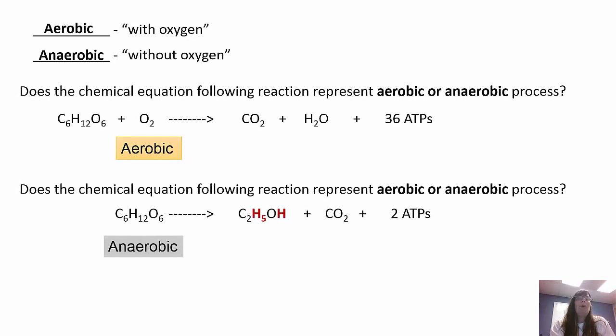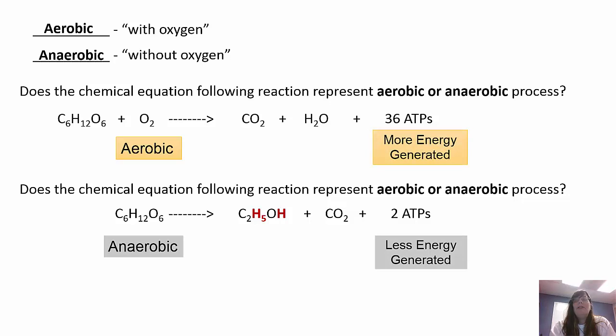Okay, so some terminology. Aerobic means with oxygen. Anaerobic means without oxygen. So does the following chemical equation represent aerobic or anaerobic? All you need to do is look to see if there's oxygen present. We can see there's oxygen present, so that means it's aerobic. You have glucose plus oxygen yields carbon dioxide, water plus ATP. So that's aerobic. The next equation, you have glucose yields another carbohydrate, carbon dioxide, and 2 ATPs. So that's anaerobic. So you have C2H5OH, which we're going to talk about later on. This is an anaerobic process. So aerobic with oxygen, anaerobic without oxygen.